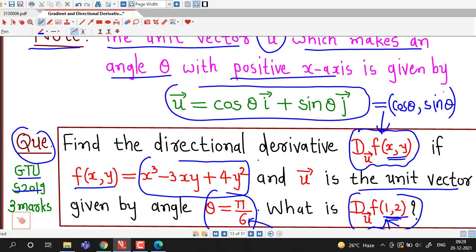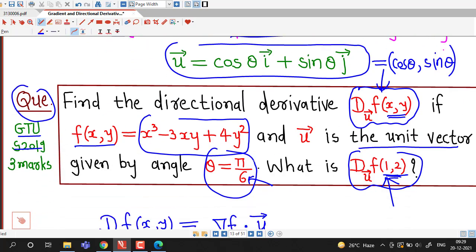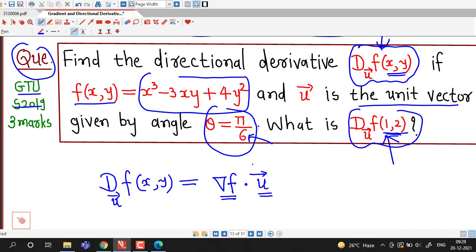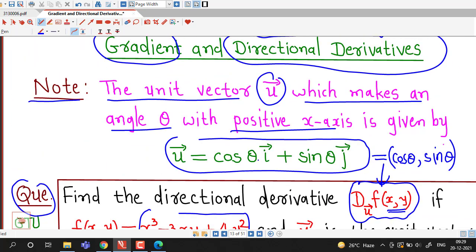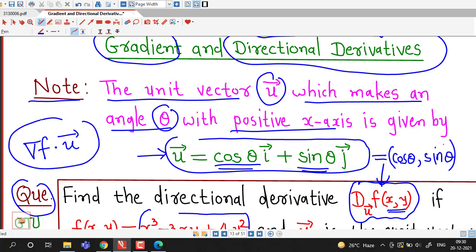Okay, so this is all about this session. I hope you understand this. What is new in this problem is that the unit vector is given by angle theta. So we have used this formula for the unit vector, which makes angle theta with the positive x-axis. Otherwise things are as usual. We are taking the gradient of f, dot product of the gradient of f and the unit vector to compute the directional derivative.